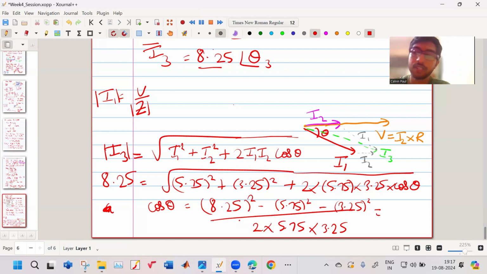You guys don't have a calculator? None of you? Muthu, Niranjan, Vanchini, Devi? Okay, but no, I have no calculator. Okay. So what about the others?